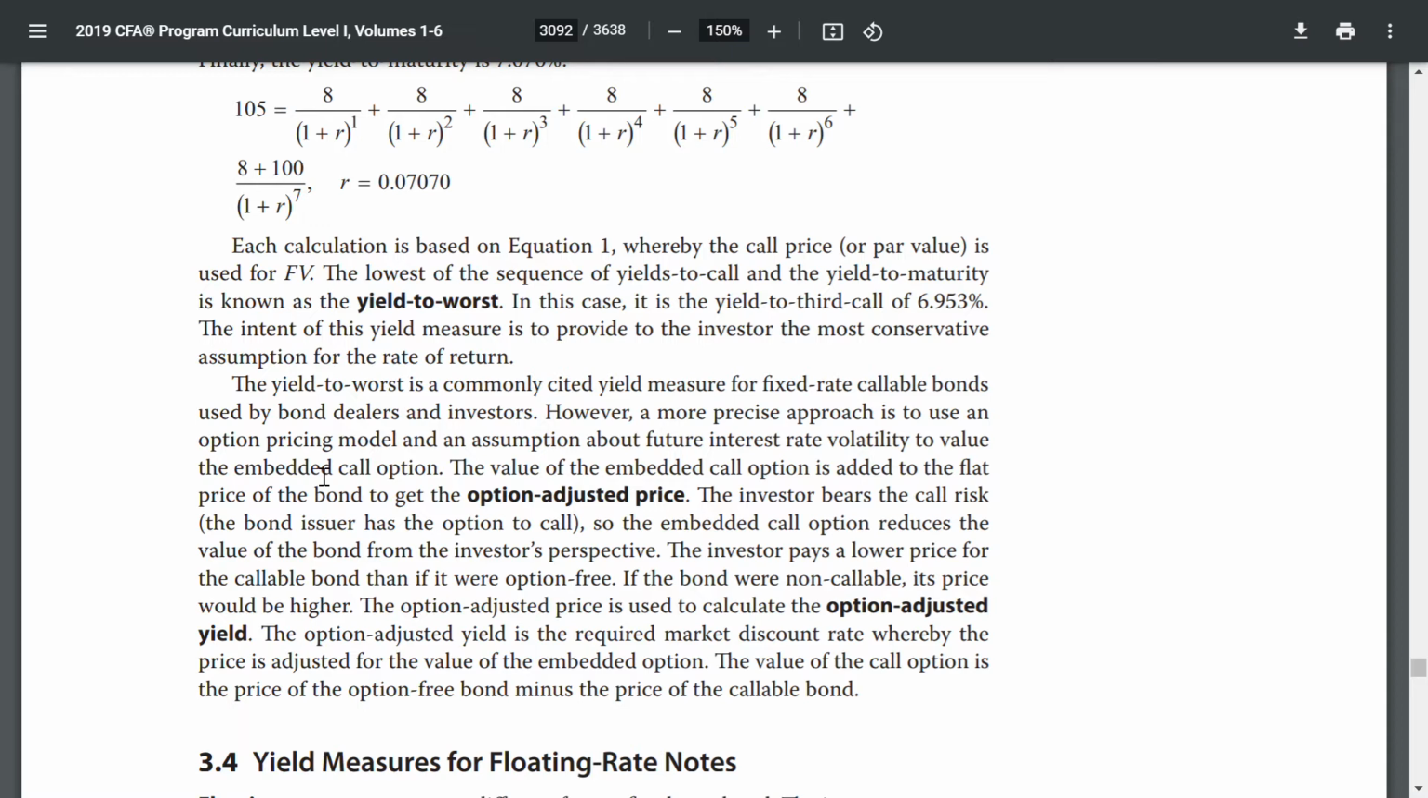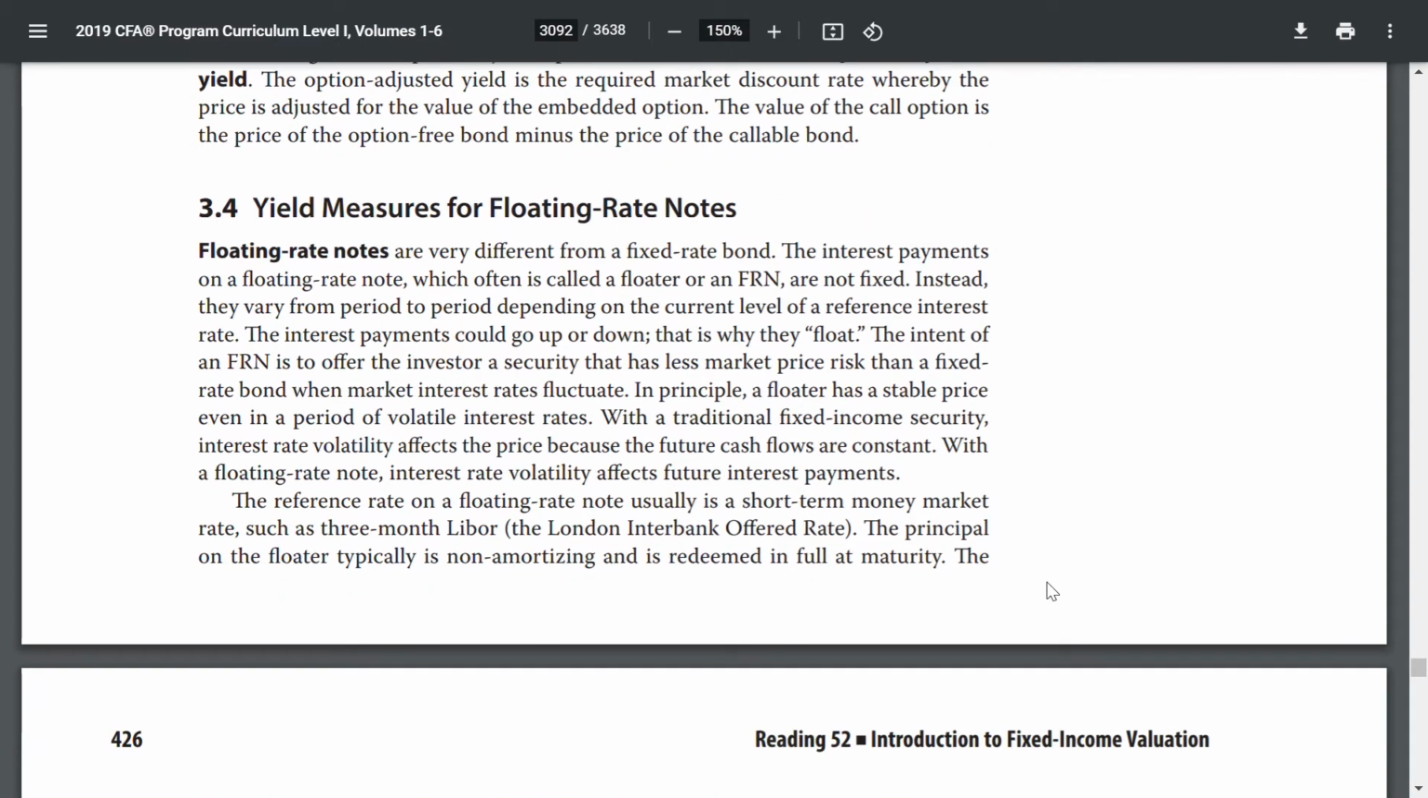So the embedded call option reduces the value of the bond from an investor's perspective. The investor pays a lower price for the callable bond than if it were option free. If the bond were non-callable, its price would be higher. The option-adjusted price is used to calculate the option-adjusted yield. The option-adjusted yield is the required market discount rate whereby the price is adjusted for the value of the embedded option. The value of the call option is the price of the option-free bond minus the price of the callable bond.